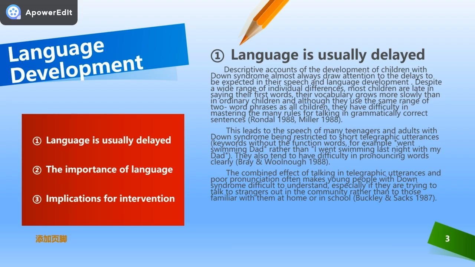For example, keywords without the function words: "Swimming dad" rather than "I went swimming last night with my dad." They also tend to have difficulty pronouncing words clearly. The combined effect of talking in telegraphic sentences and poor pronunciation often makes young people with Down syndrome difficult to understand, especially if they are trying to talk to strangers out in the community rather than to those familiar with them at home or in school.